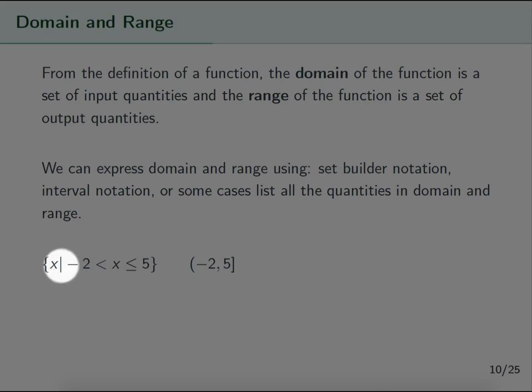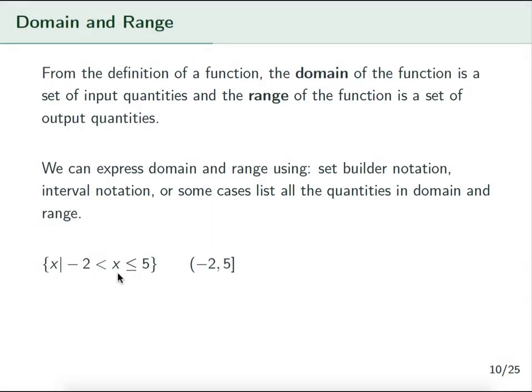So if you look here, this is known as set builder notation. This bracket means we have a set of numbers. Here x is the input quantity, a varying input quantity. And this vertical bar means such that. So we have x, the input quantity, such that x is greater than -2 and less than or equal to 5. So the domain of this function is all the numbers that are greater than -2 but less than or equal to 5. There are infinitely many quantities here.